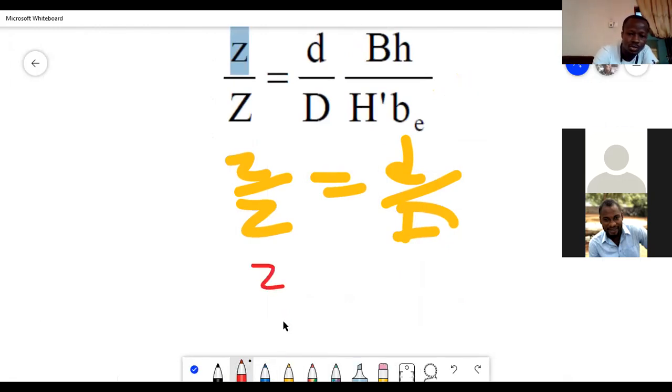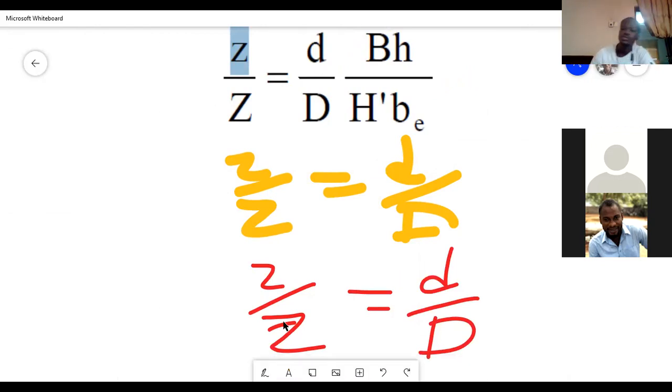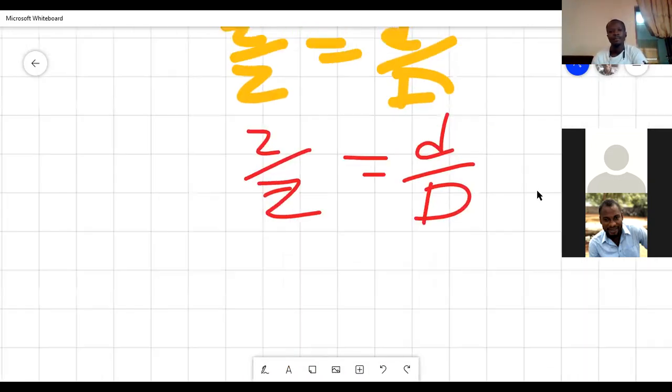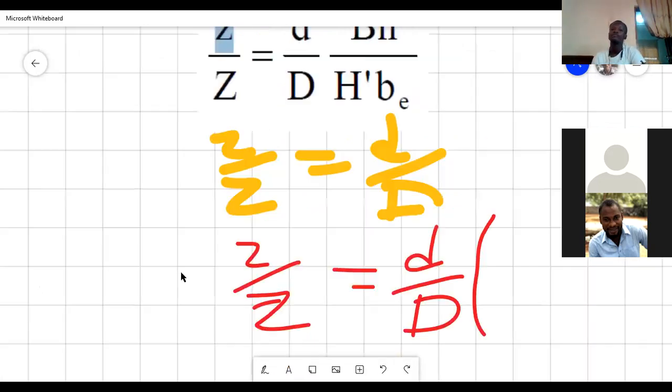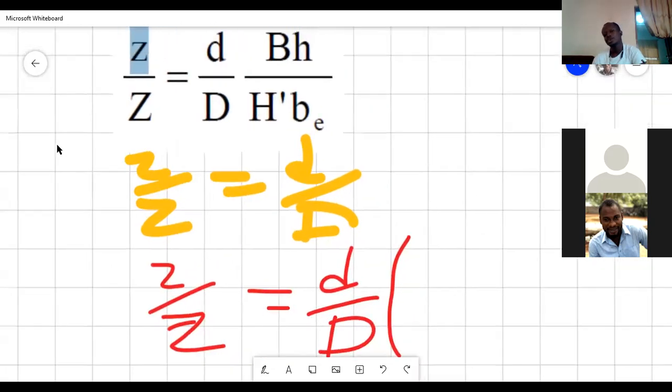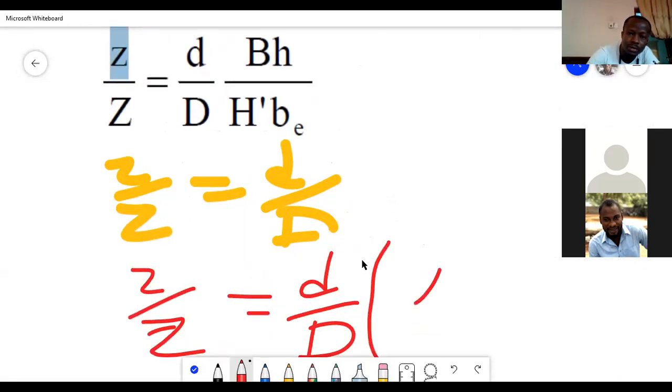So small z over bigger Z, there are two different things altogether. I call small d over bigger D. It should be, but it's not. So the change is what we actually want to figure out, why we don't have that. The reason we don't have that is because of the factor BH over H prime over BE. This is the reason.